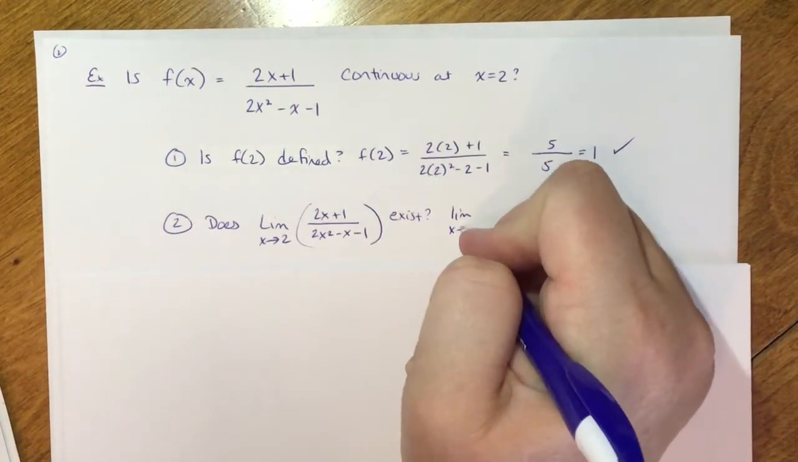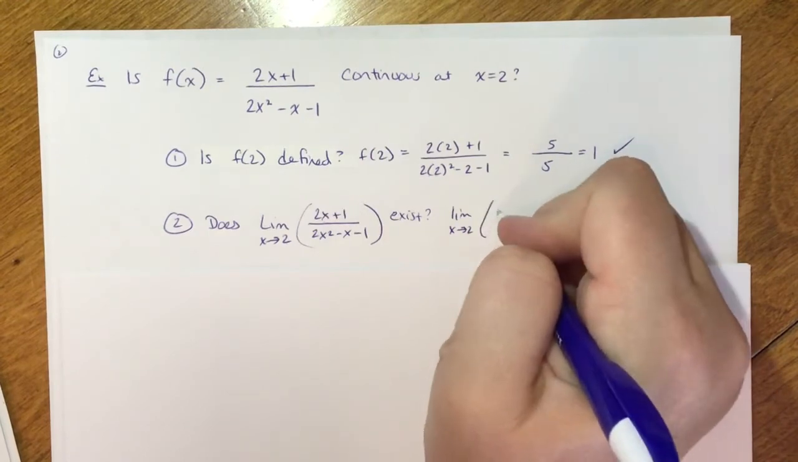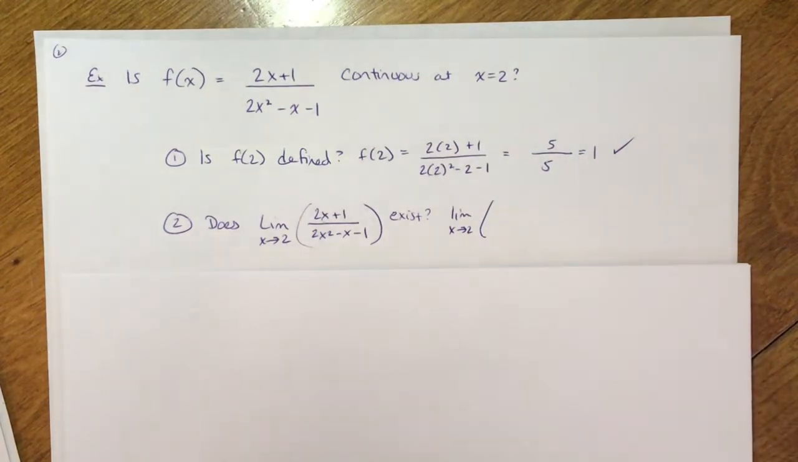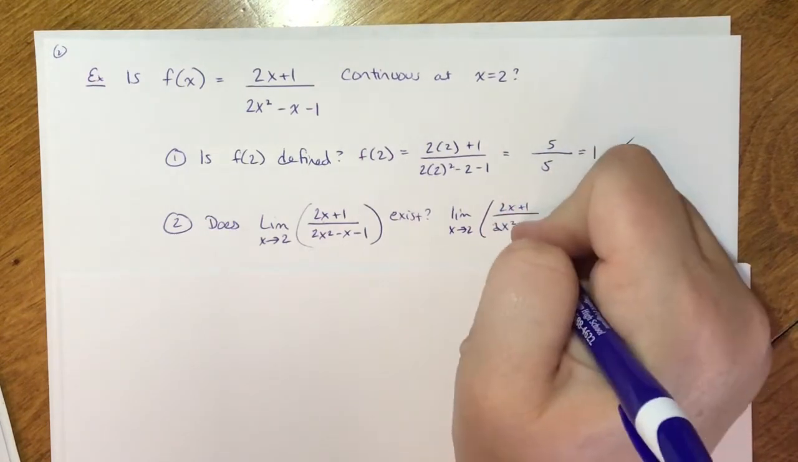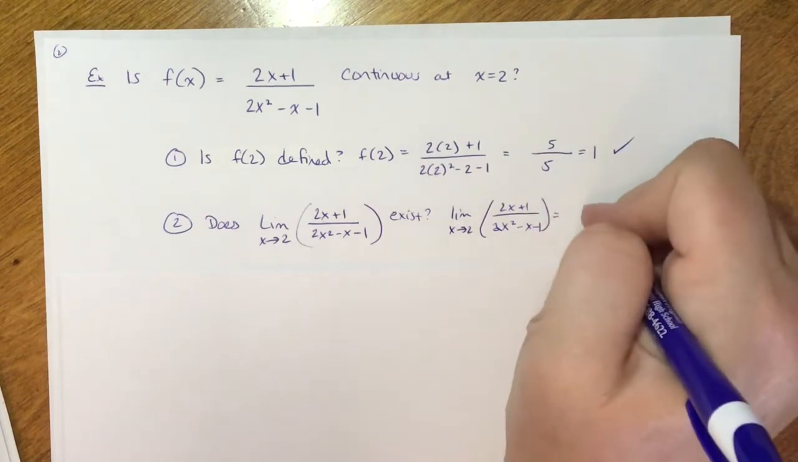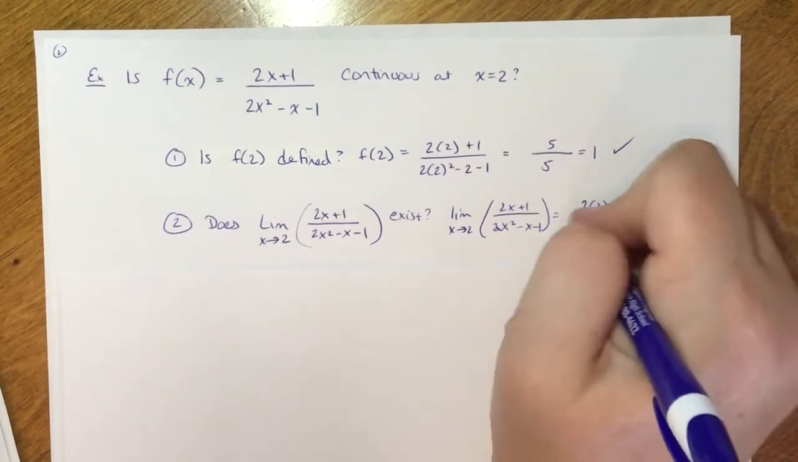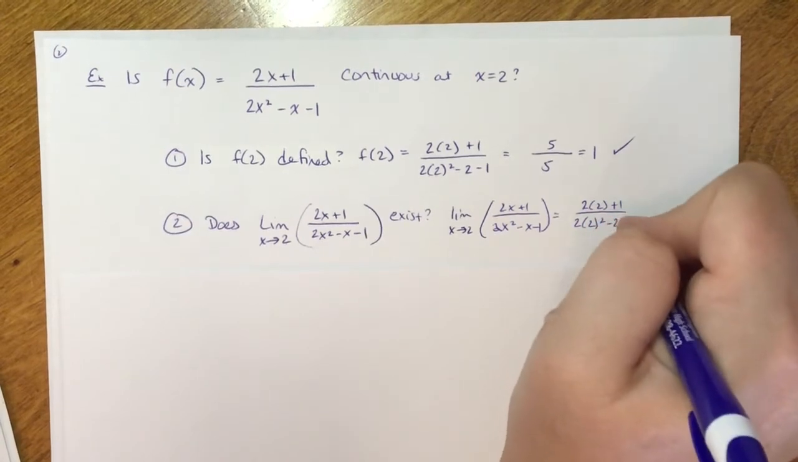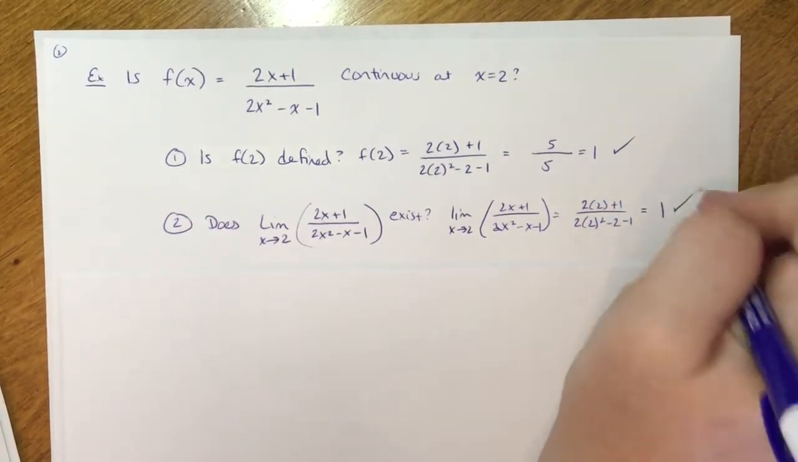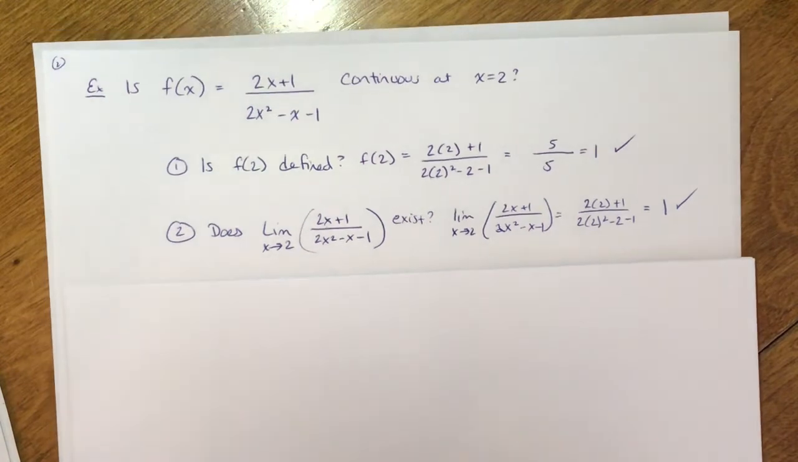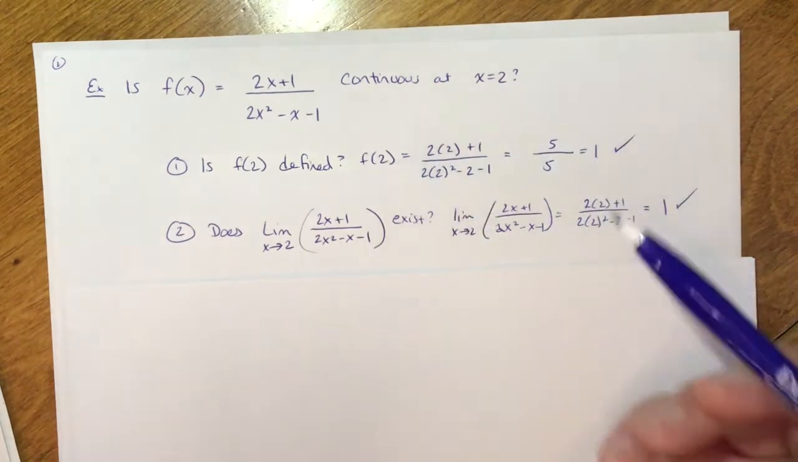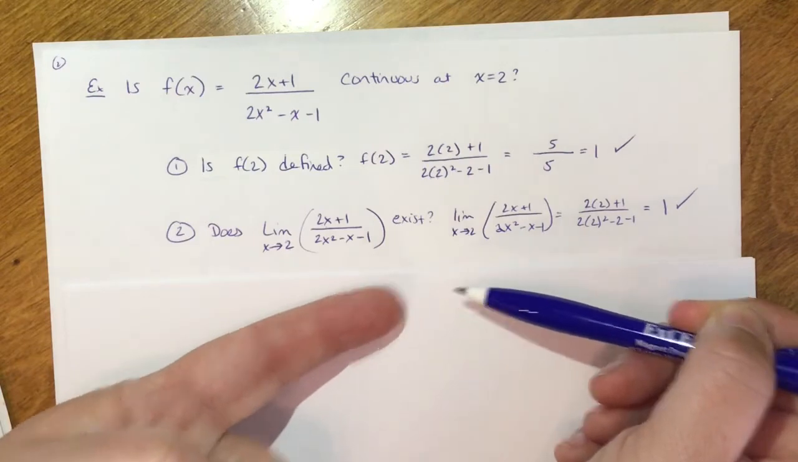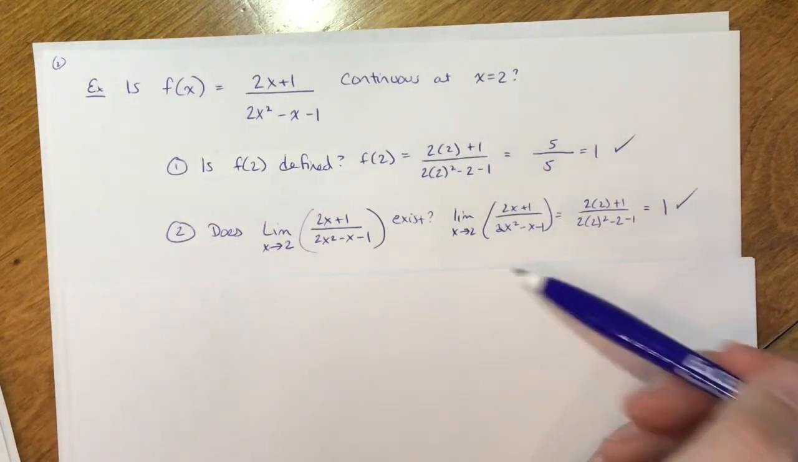The limit as x approaches 2 of 2x plus 1 over 2x squared minus x minus 1 is equal to, direct sub here, 2 times 2 plus 1 over 2 times 2 squared minus 2 minus 1, which is equal to 1 again, just like it was above. So the work there looks similar, but understand that we're showing something different. Here we were showing exactly the value of the function when x equals 2. Here we're showing the value that we're approaching from both the left and right hand sides, where we're approaching x equals 2.